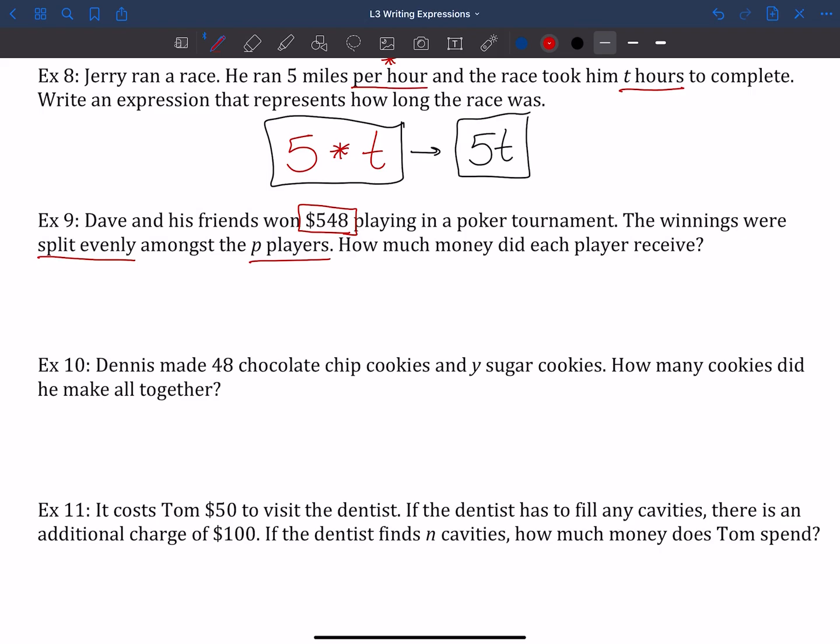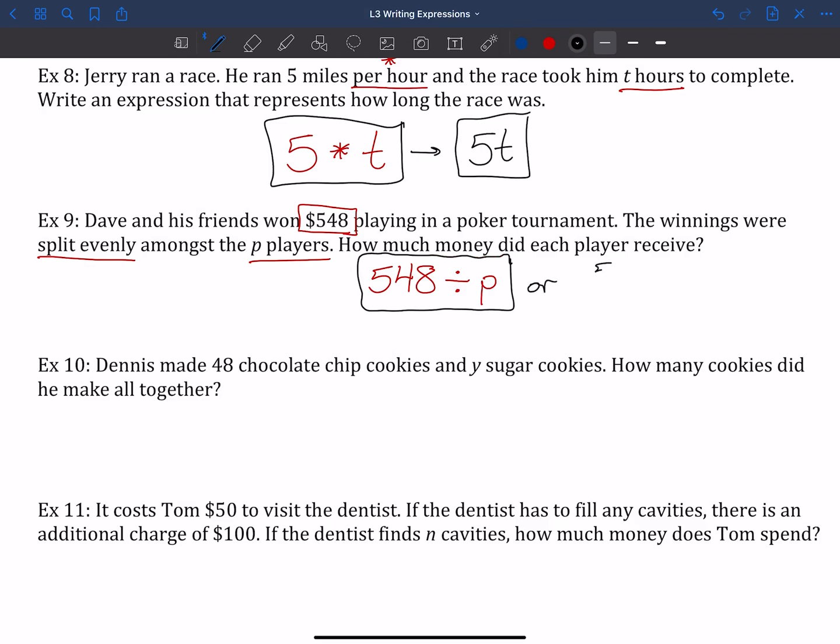Right? So remember, think about what split means. If I split 10 by 5, it equals 2, right? If I split it into 5 equal pieces. If I split 100 by 2, that gives me 50, right? It's like division. So in this case, we're going to be talking about $548 getting split, divided by however many players there were, right? Which is P. Right? So we've got 548 divided by P, right?